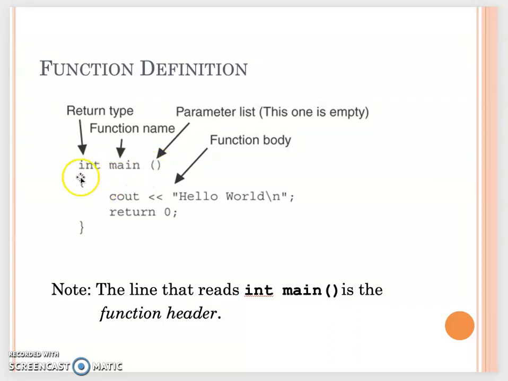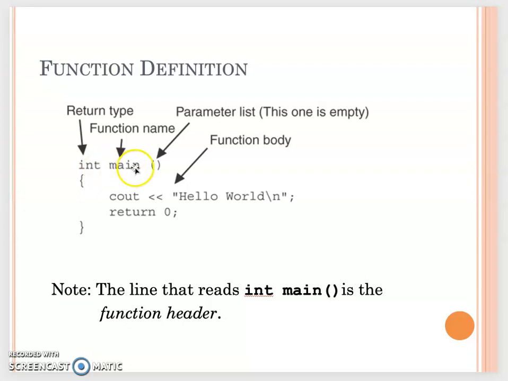Then in your main function, you write what you want to do. And remember, I always told you, please return 0 after your function finishes. So this is already a function definition. The main function is actually the first function you have already written many times.